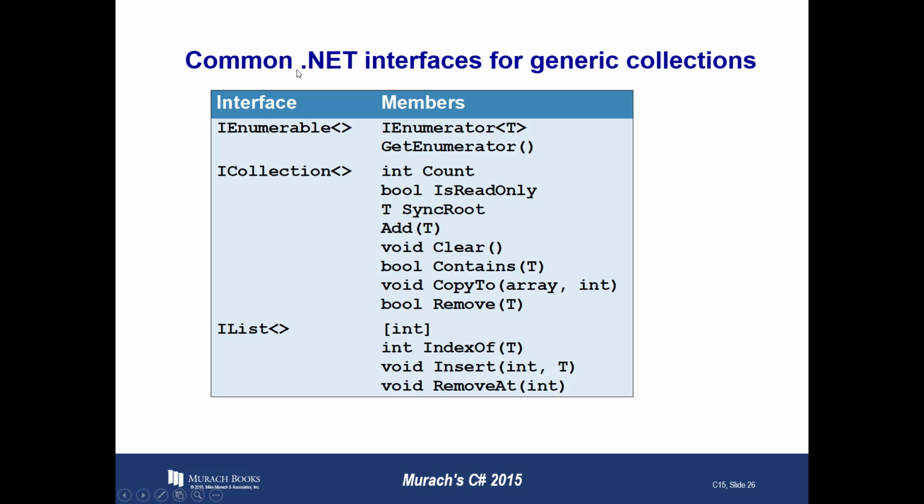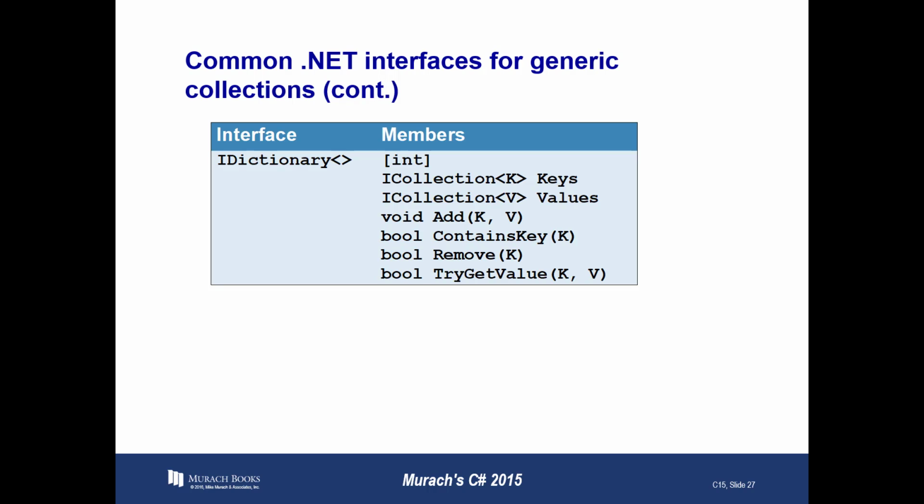And here are some additional ones. There's IEnumerable, which gets an enumerator of type T for the collection. ICollection, which provides basic properties for an enumerable collection. There's IList, which manages a basic list of objects. And there's IDictionary, which manages a collection of key value pairs, which is what a dictionary is.